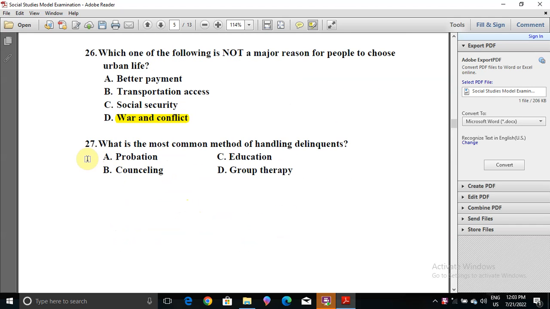Now question number 27, what is the most common method of handling delinquents? It will be probation, counseling, education, or group therapy. The correct answer will be probation.